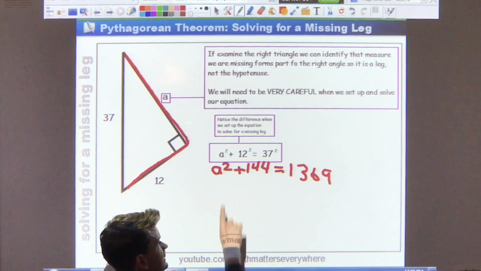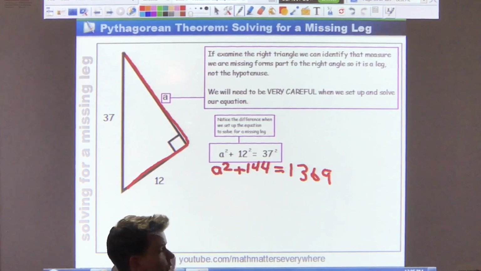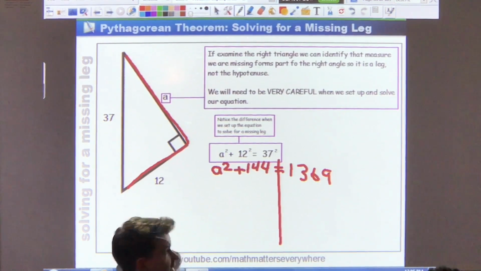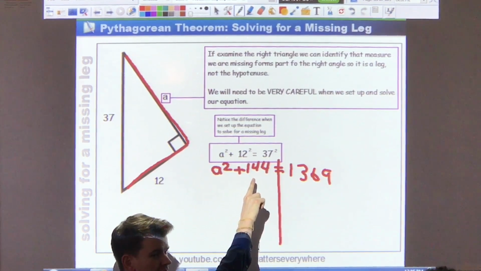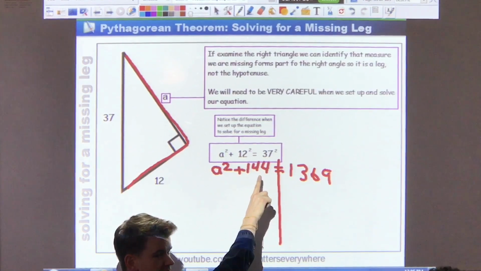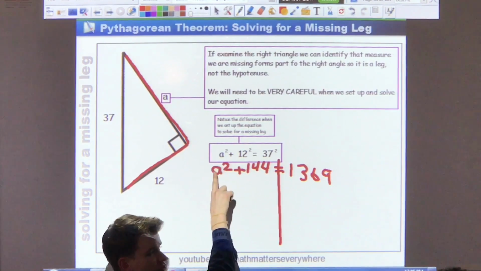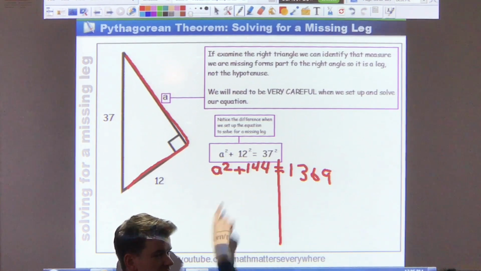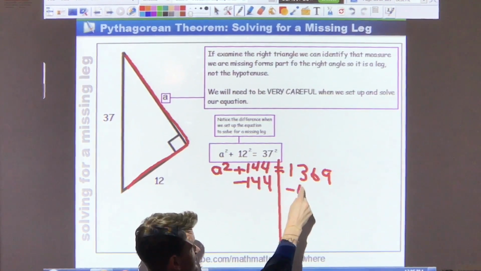Now realize that we have to get A squared alone. So, Julio, what do? I need to get this alone, so I have to get rid of this. What's the opposite of a positive 144? Well, we're solving a two-step equation here. You need to get this term, the A squared, alone. So you have to get rid of this constant. How do I get rid of this? Negative. Yeah, subtract 144 from both sides.